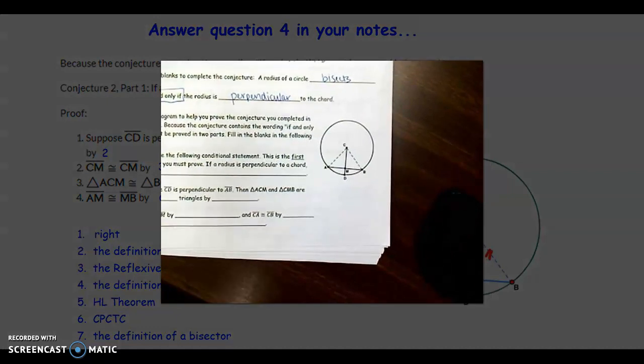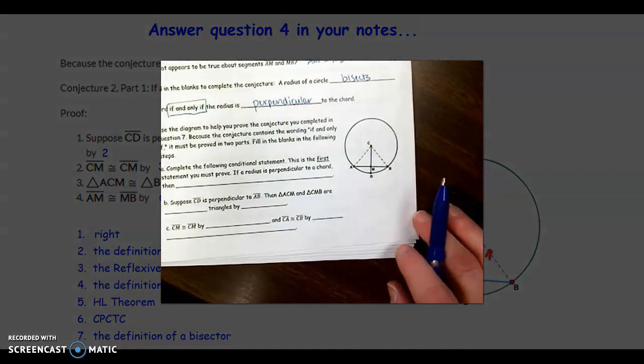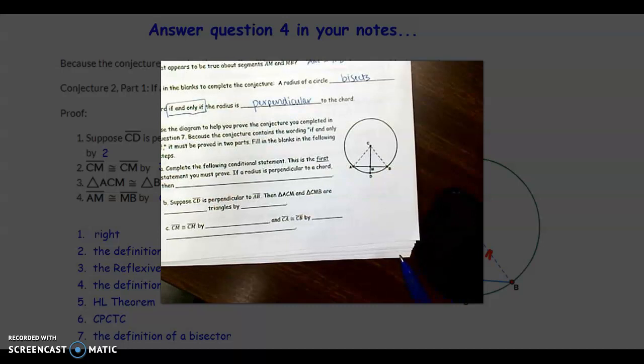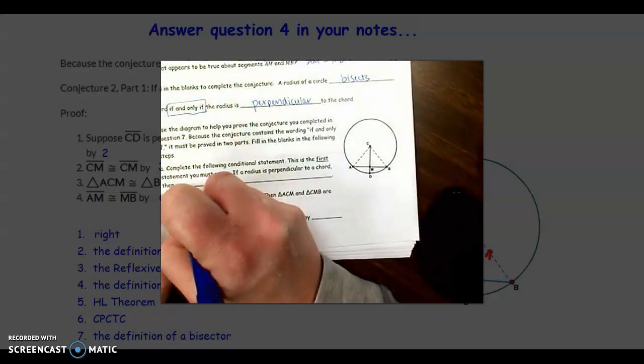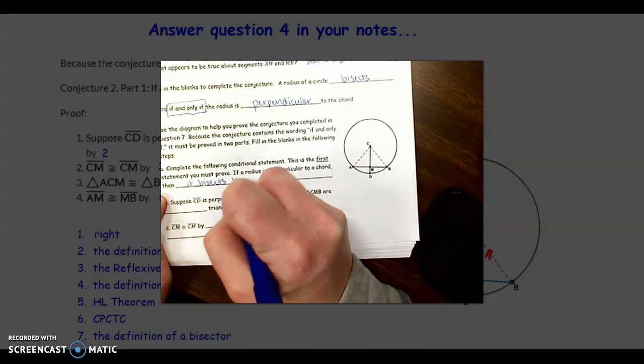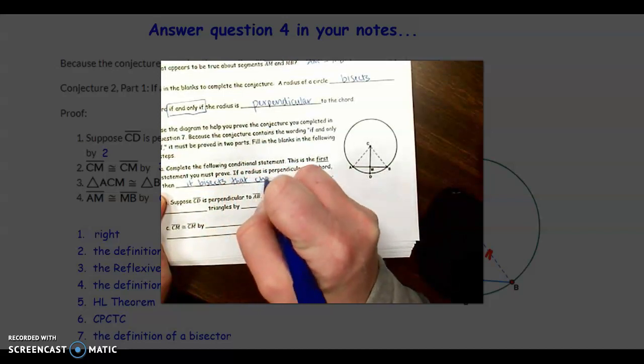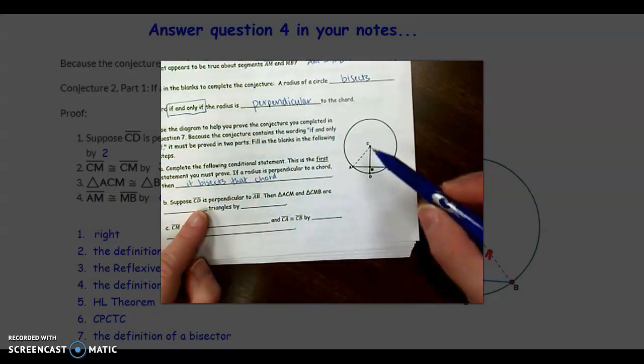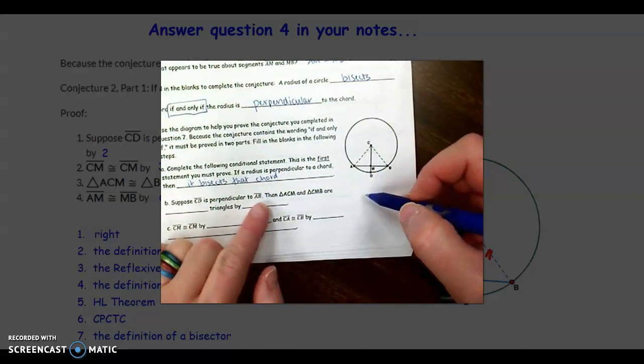So let's look in your notes at what you should have on that. It says, complete the following conditional statement. This is the first statement you must prove. If a radius is perpendicular to the chord, then it bisects that chord. That's what we're trying to prove first. So we said, suppose that CD is perpendicular to AB.